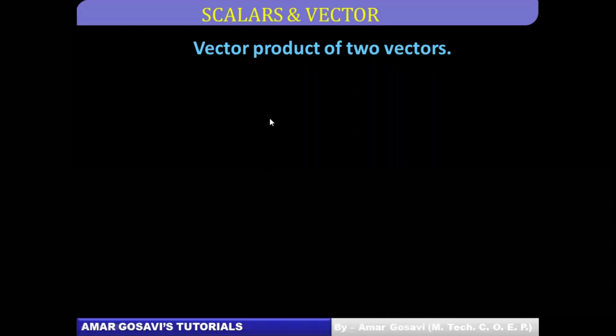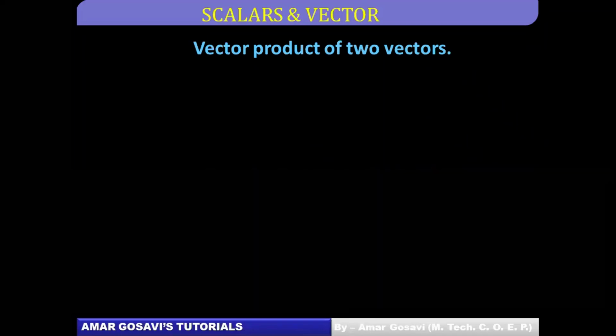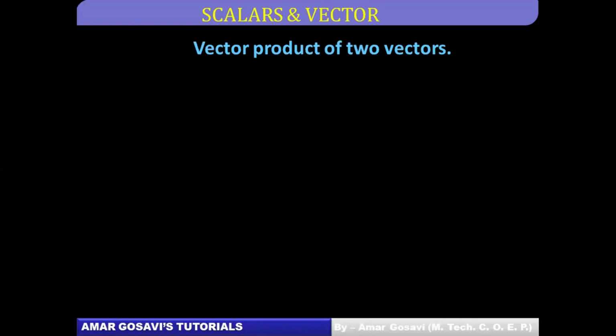Okay, friends, let's start dealing with today's topic. Today's topic pertains to the second type of multiplication regarding vectors. Earlier we have seen the scalar product or dot product, that means the first type of multiplication between two vectors. Here, we are going to see the second type of multiplication between two vectors.